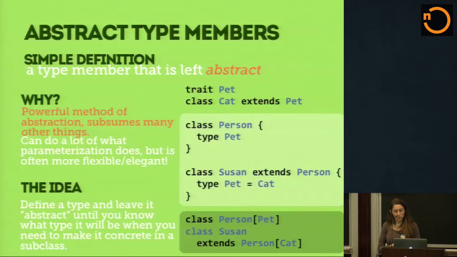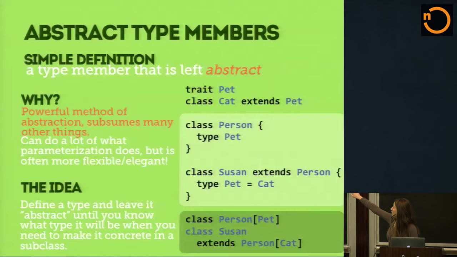And you can think of that actually as being the same as parameterization. So if I wanted to do the same thing like you would do in a language like Java or something, you would do something like this. You would pass Pet as a type parameter to Person.